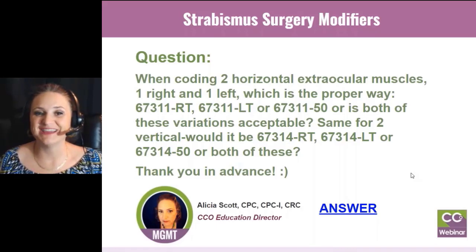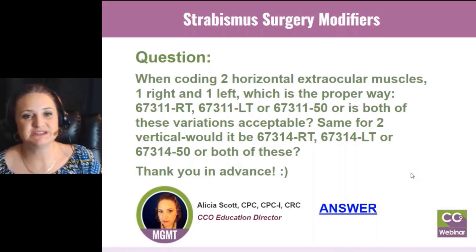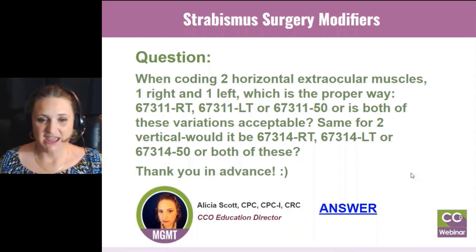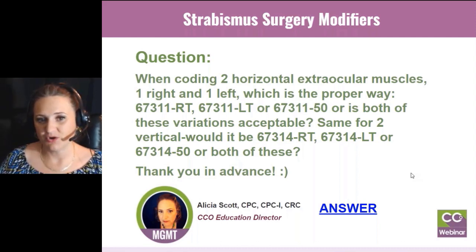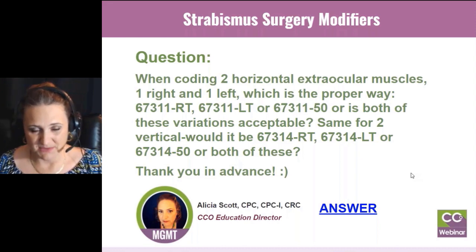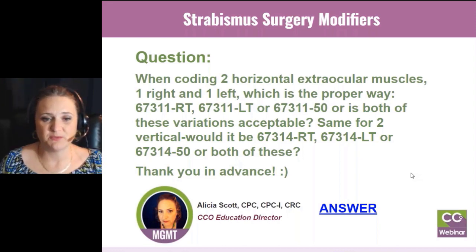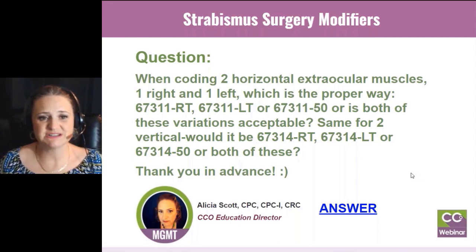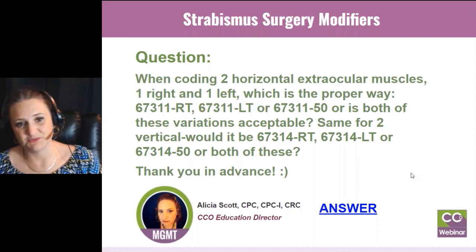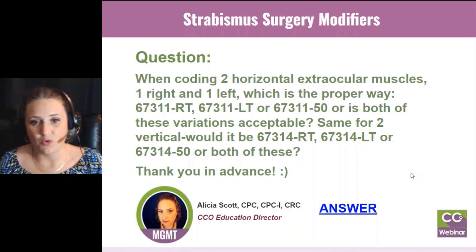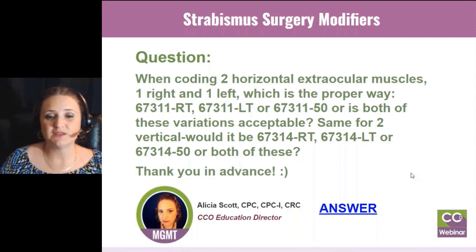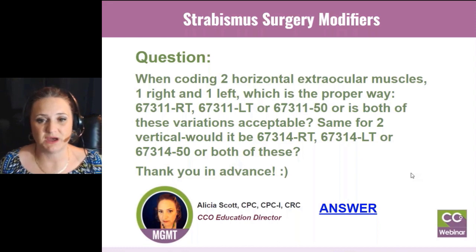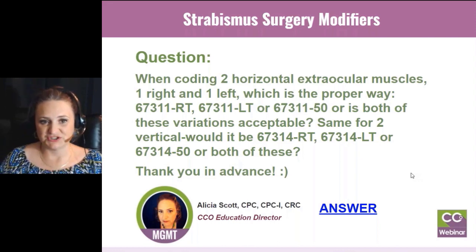A question that came in was on strabismus surgery modifiers. The person asked, when coding two horizontal extraocular muscles, one right and one left, is the proper way to code it 67311 right and 67311 left? Or do we write the code once, 67311 with the modifier 50 for laterality, or are both variations acceptable? Same for vertical, which is just a different code, the 67314, right and left.